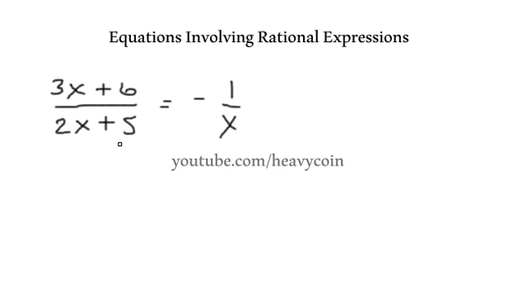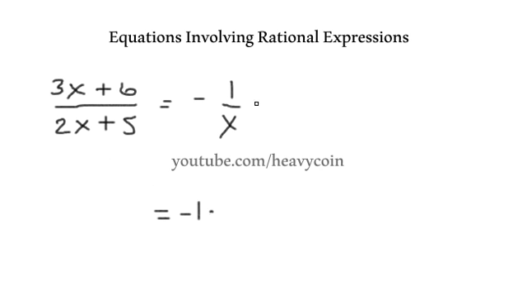Alright, so what I'm going to do is take the 2x plus 5 diagonally up in this direction, and I'm going to take the x diagonally up in this direction. So this is just kind of a shortcut way of doing it. I'm going to go ahead and leave that -1 there.